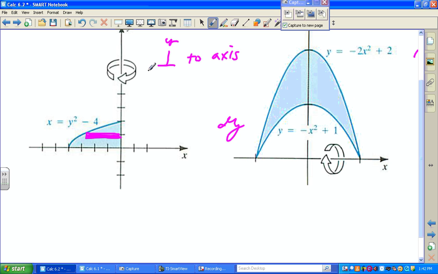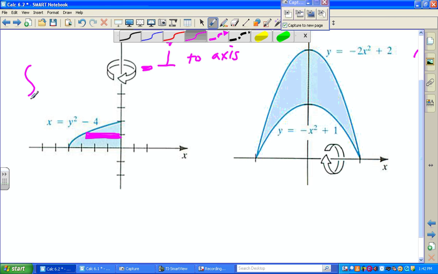Here's the y-axis, and here's my rectangle. So my y bounds are going to be what? 0 to 2. That's c and d. I need a pi in there. Y squared minus 4, and you have to have x equals. So you have pi times the integral of y squared minus 4, squared, dy.